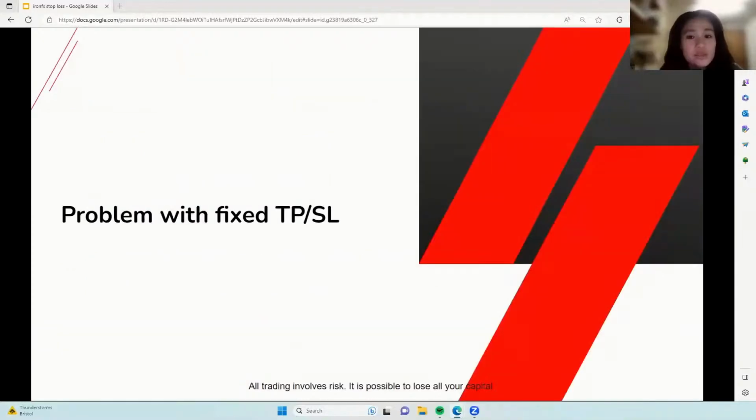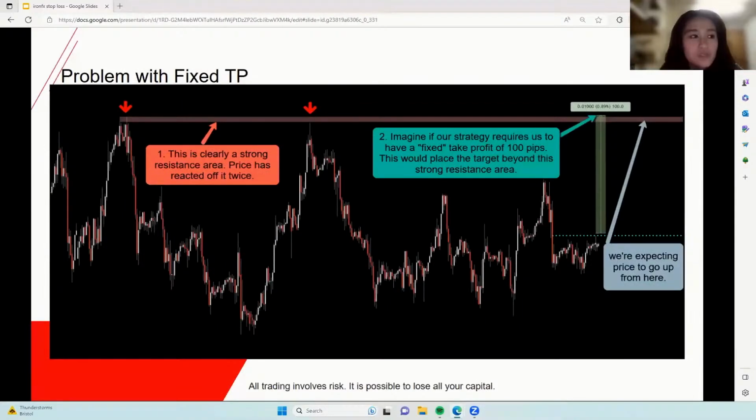Okay, so let's get into it. So although we're focusing purely on stop losses for today, I do want to touch a little bit on take profit as well. So we'll start off by going through the issue of having a fixed take profit and stop loss. Okay, so we're going to start off with take profit.